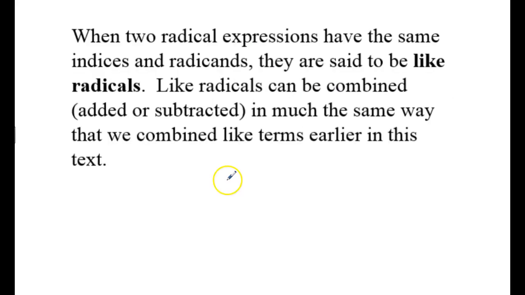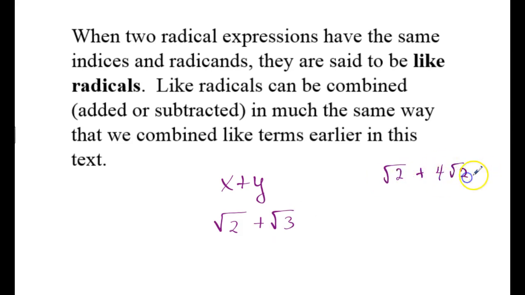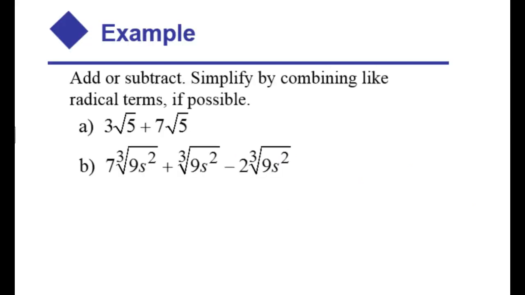So again, just like if you had x plus y, I cannot combine those. So if you have the square root of 2 plus the square root of 3, you cannot combine those. The only thing you can combine the square root of 2 with is maybe 4 more square roots of 2 for a total of 5 square roots of 2. So we're going to treat the square root of 2 like a variable, like it's an unknown variable, x. And you can only combine x's with other x's.